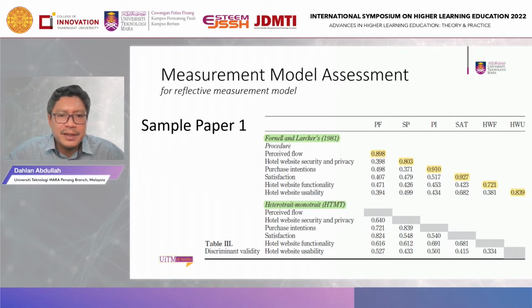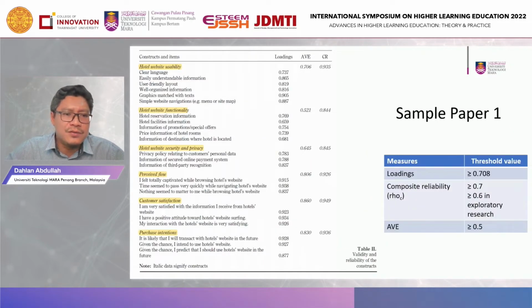And we need to compare with every other construct. The correlation matrix here must be lower than the square root of AVE here. If you look here, all the other correlation values are lower than 0.898. Similarly for SP here, representing security and privacy, 0.803. Where do we get this figure? Of course, the software will show this figure, but if we want to double check, it is the square root of this one.